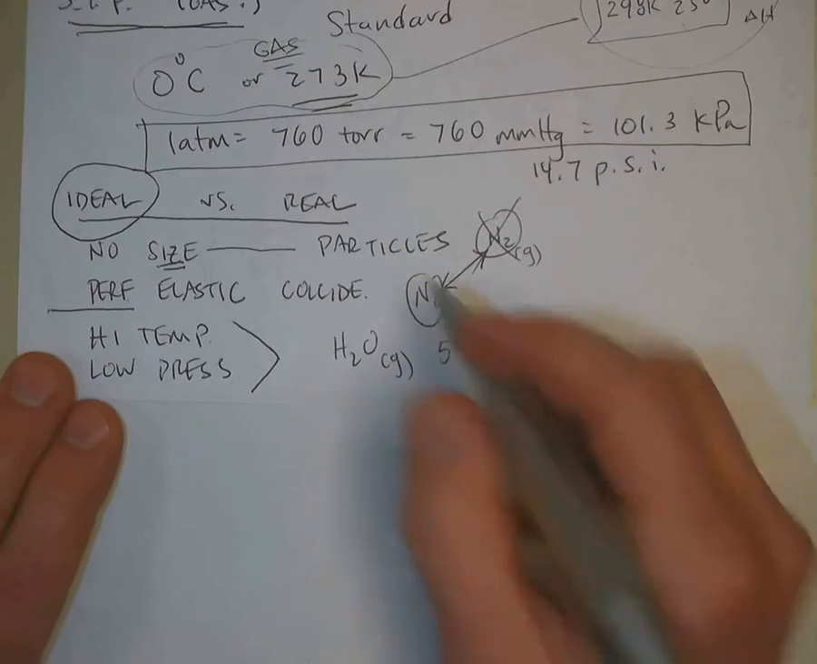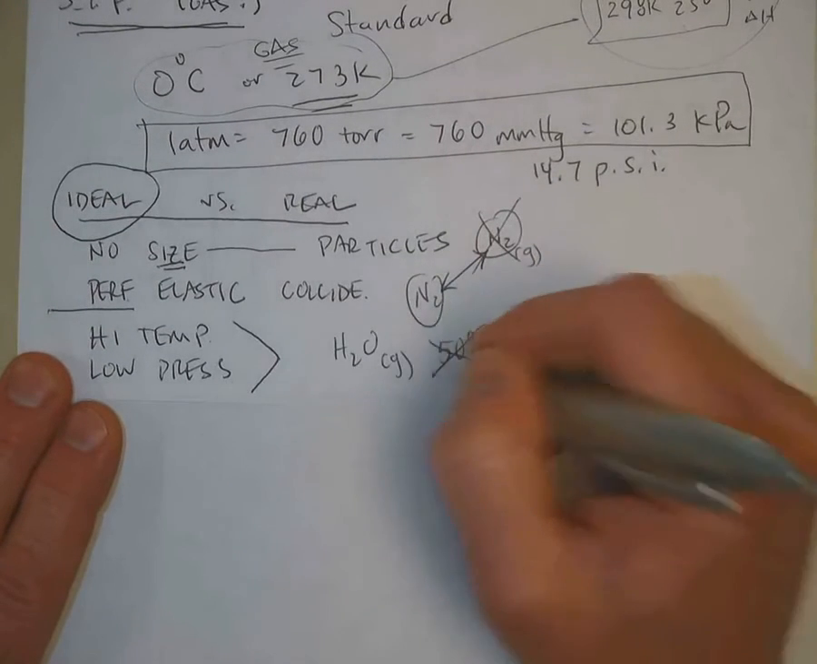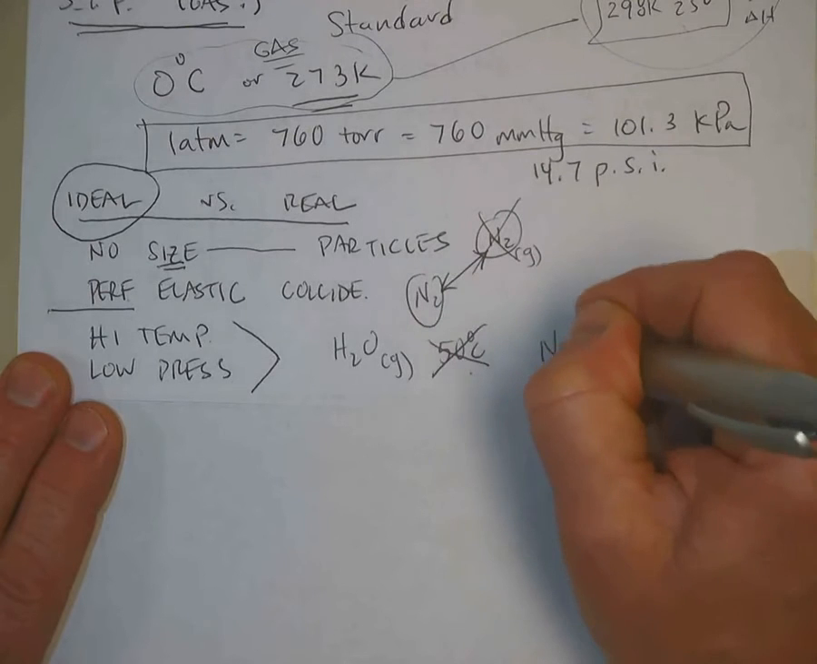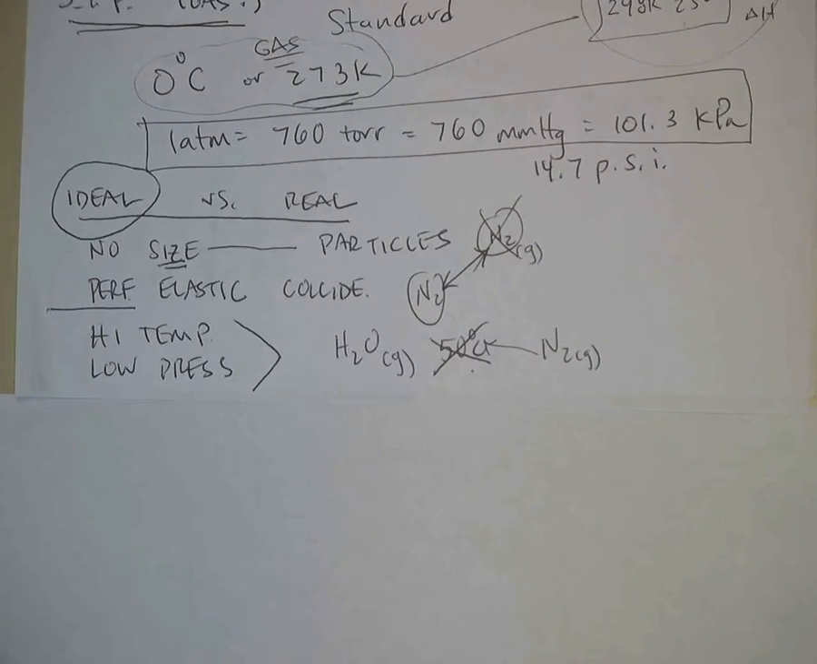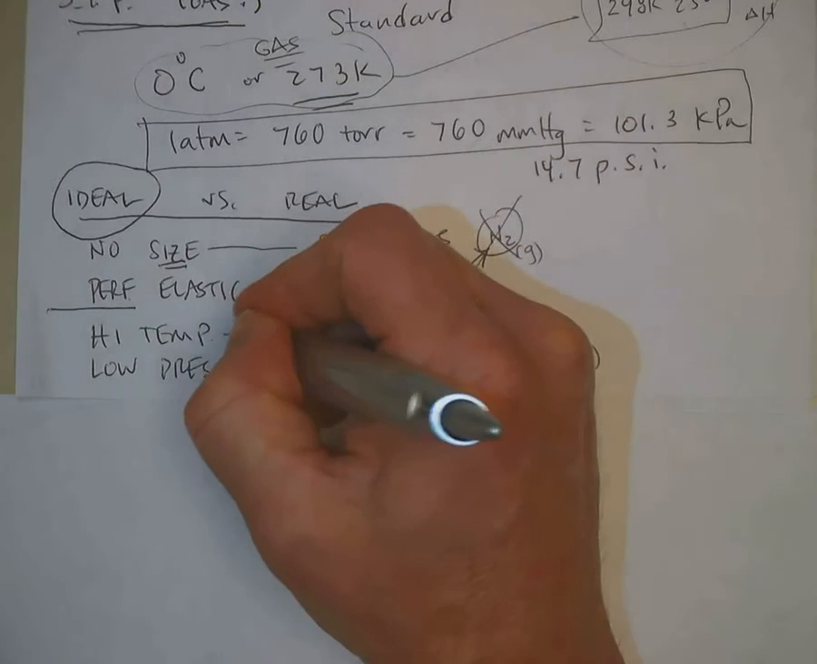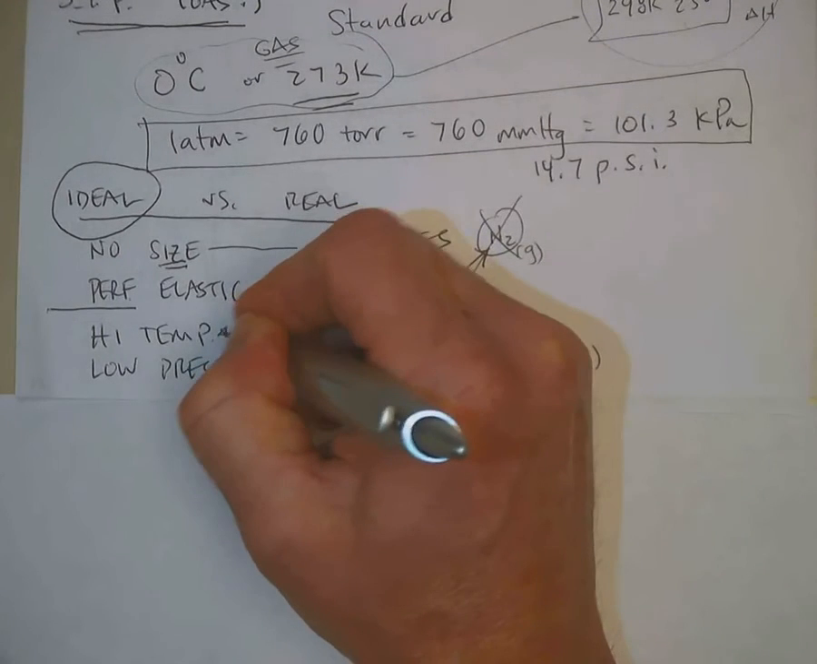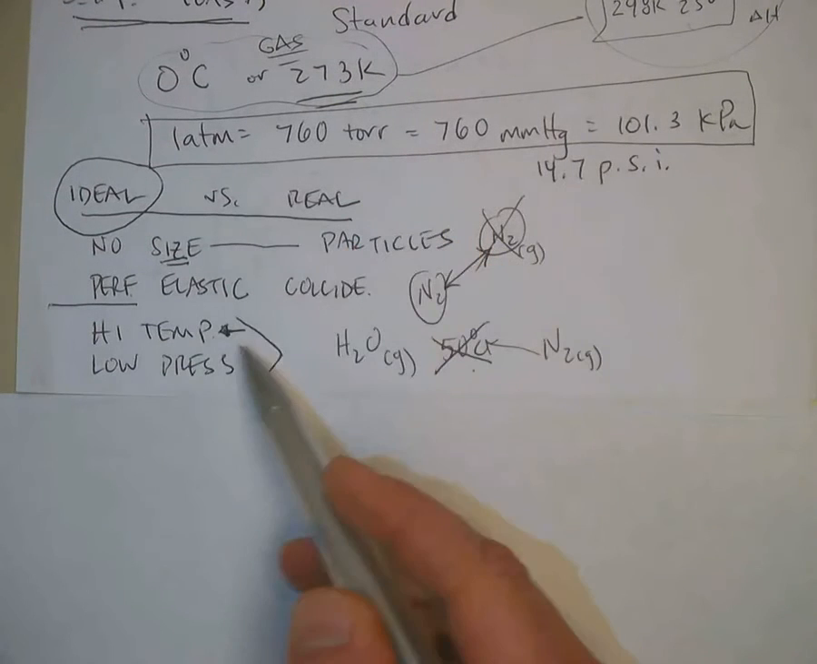But generally, we want the temperatures to be very high for the substance. If we're talking about nitrogen gas at 50 degrees Celsius, that would be a high temperature for nitrogen, because nitrogen doesn't become a liquid until about negative 180 Celsius. So it's relative depending on what you're talking about. The reason we say high temperature is because we want it to be well beyond the temperature where it would turn into a liquid.